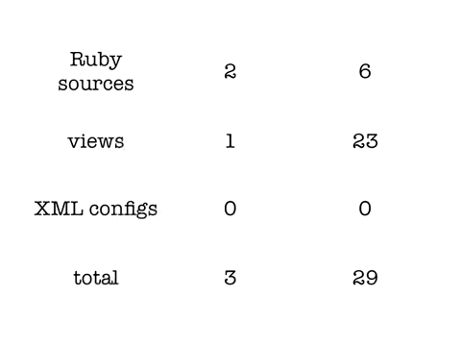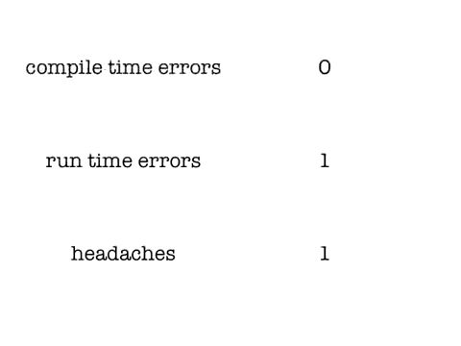So, the tally. 2 Ruby source files totaling just 6 lines of code, 1 view which was 23 lines. Total really not bad, about 30 lines of code altogether. There was only 1 runtime error and 1 headache. And the headache that I had in developing this was that I originally called my log class just log instead of time log.